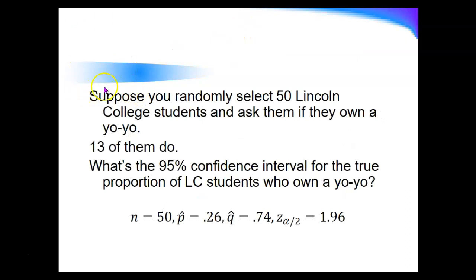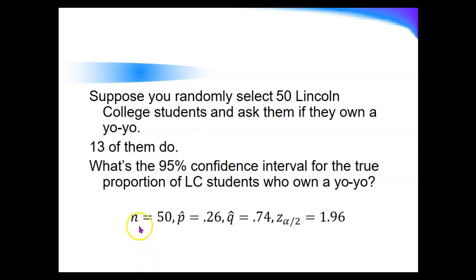So now let's go back to our example. We've randomly selected 50 Lincoln College students and asked them if they own a yo-yo. 13 of them do. Now, what's the 95% confidence interval for the true proportion of Lincoln College students who own a yo-yo?